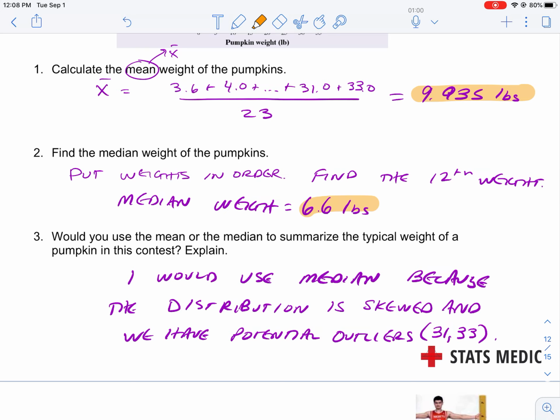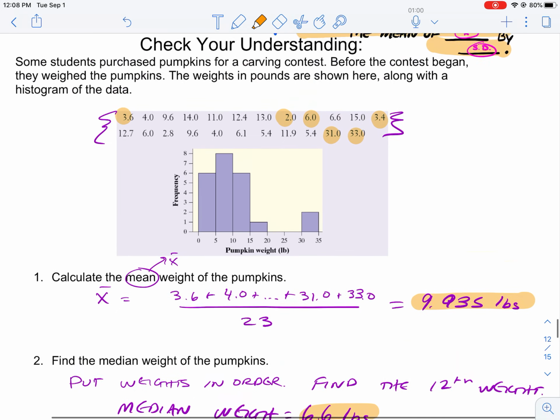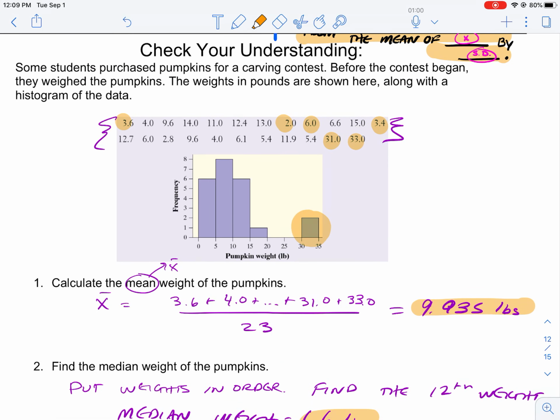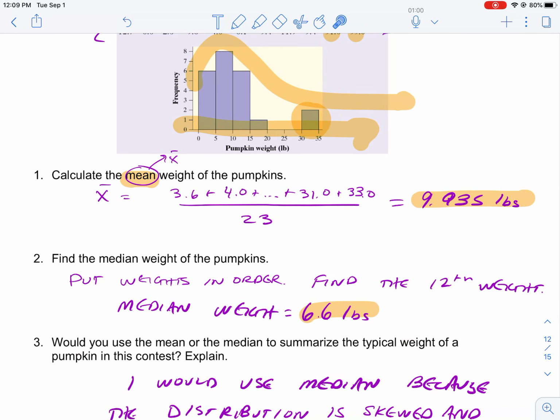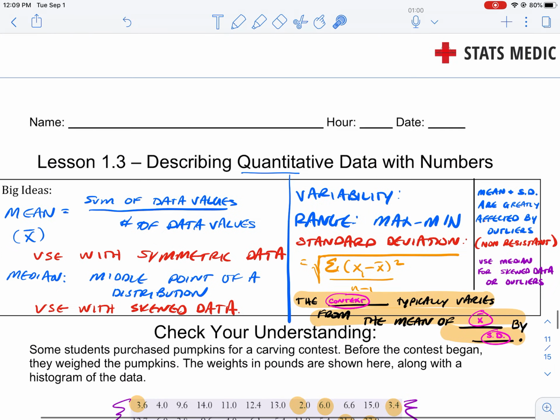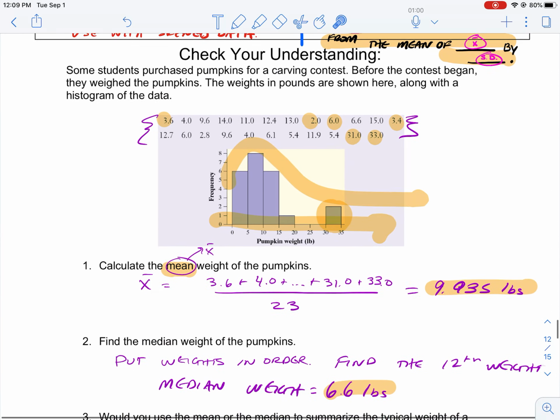Now notice, kind of like I was pointing out before, when we have these potential outliers and we have this skew, that mean weight is pulled in this direction. And what I mean by that is, if our median is 6.6 and our skew is to the right, our mean gets pulled to the right, meaning it's greater than our median. So the mean is going to follow the skew in this case. That's the basic gist of section 1.3, describing quantitative data with numbers.